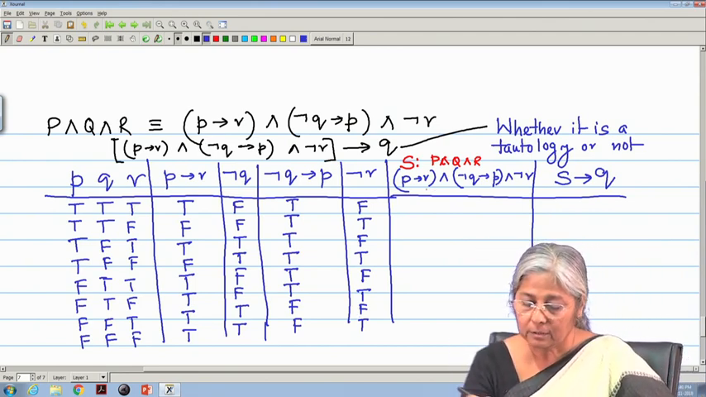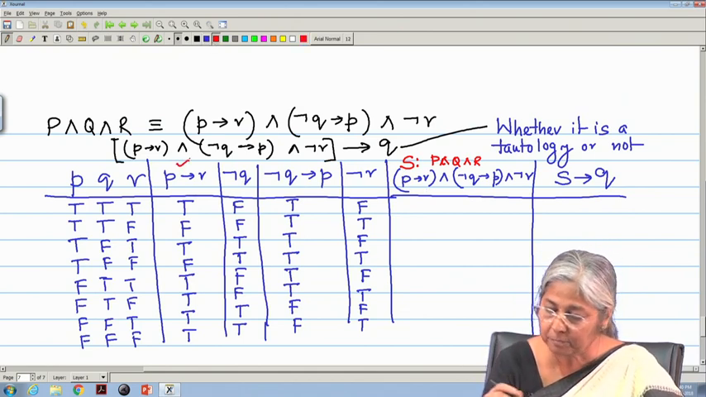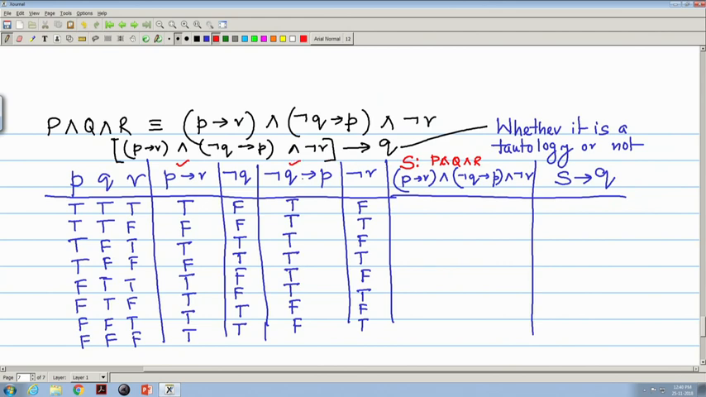So, if I take the AND of P implies R, negation Q implies P, and negation R, this will give me S. So, S is T T F, so this becomes F, again this is F, one F means it will be F, again T T F, it is F, F T T F, T T F, it is F, T T T, this is only true, T F F F, then T F T, again it is F.